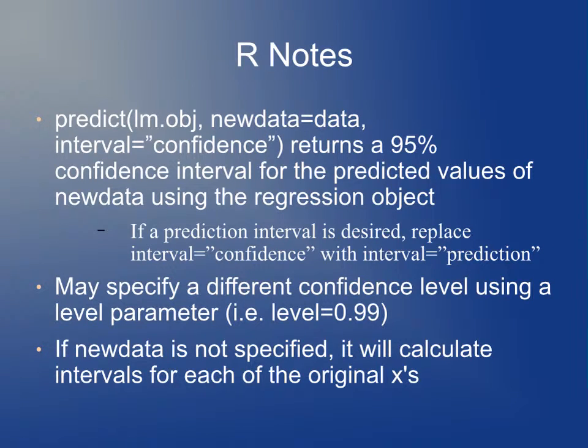In general in R, if you say predict on an LM object with a given new data and then say interval equals confidence, that'll give you a 95% confidence interval for the predicted values of new data using the regression object. And if you want a prediction interval, then you just replace interval equals confidence with interval equals prediction. And you can also add the parameter level equals 0.99 or whatever if you wanted 99% confidence intervals rather than 95%. As I said, in practice, you'll almost always want 95%. If you don't specify new data, then it will calculate the interval for each of the original x's.